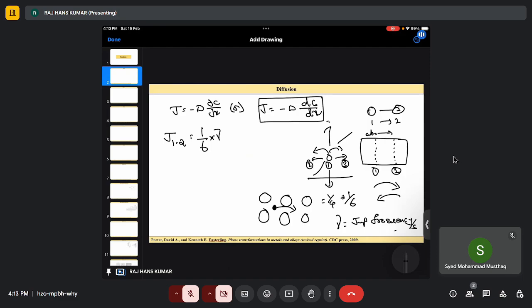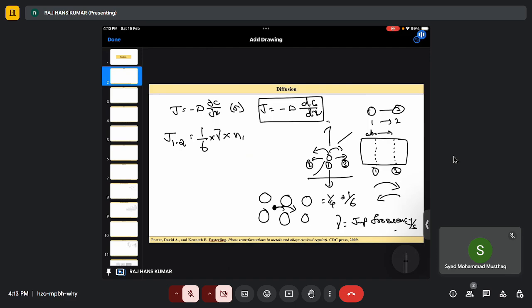At one time it can try here, but because of the barrier it will again come back. So that is not a successful jump. So here the frequency is my successful jump frequency. Okay, times n1.